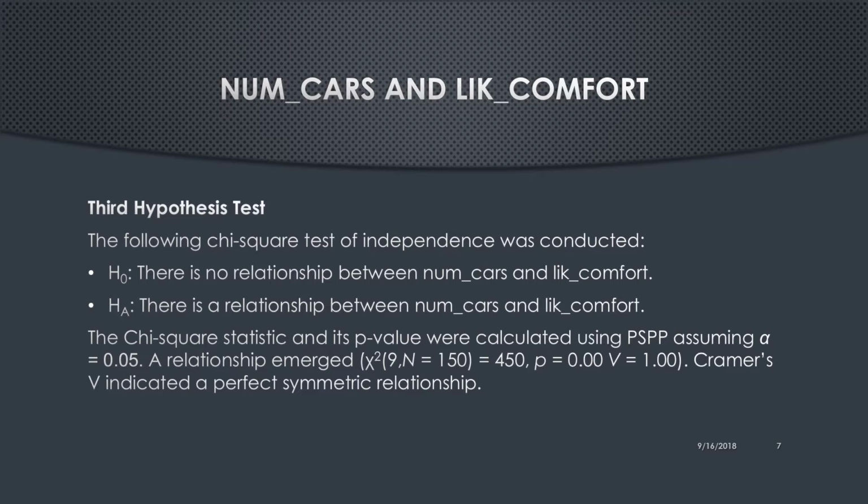A relationship emerged from the calculations conducted for chi-square with 9 degrees of freedom, 150 cases, which equals a chi-square value of 450, a p-value of 0.00, and a Cramer's V value of 1.00. Cramer's V indicated a perfect symmetric relationship.